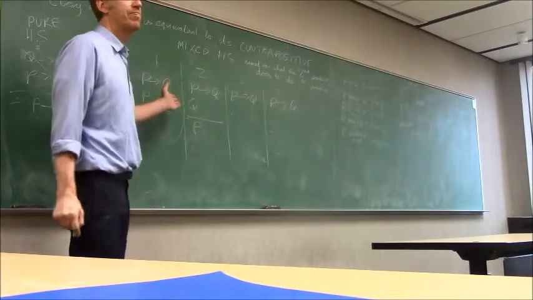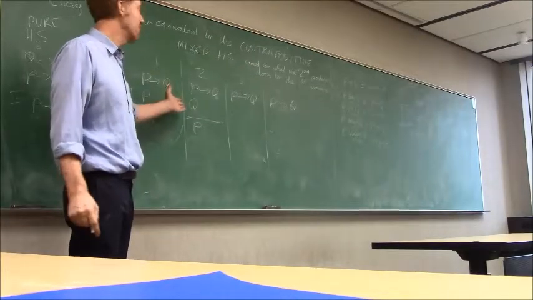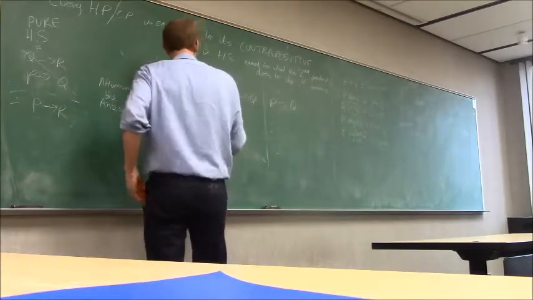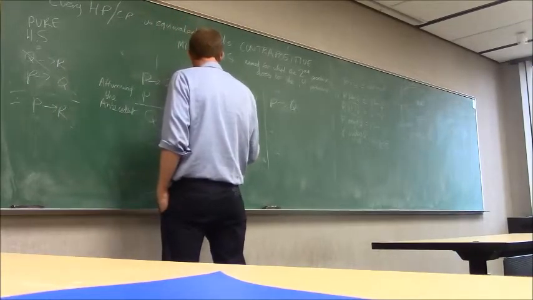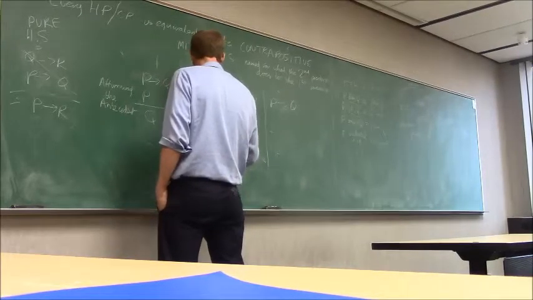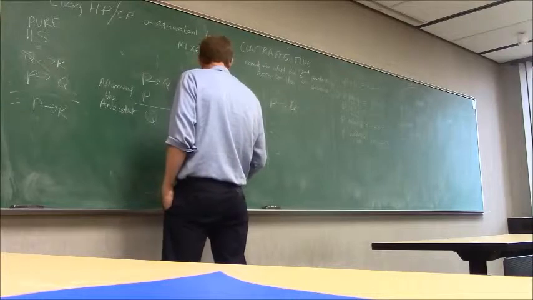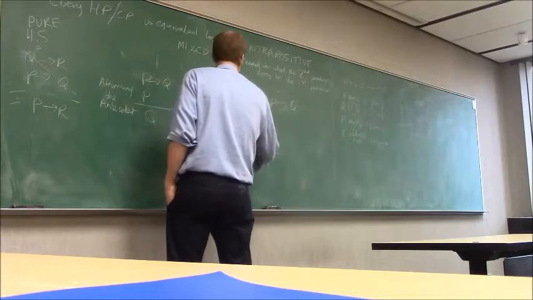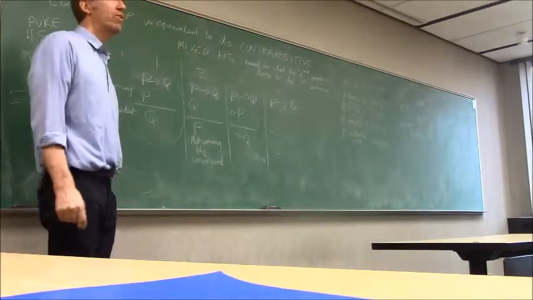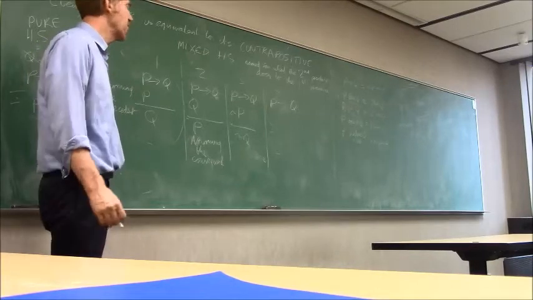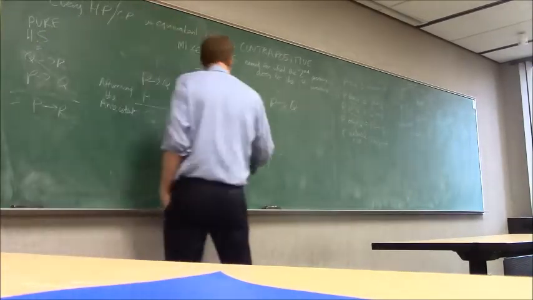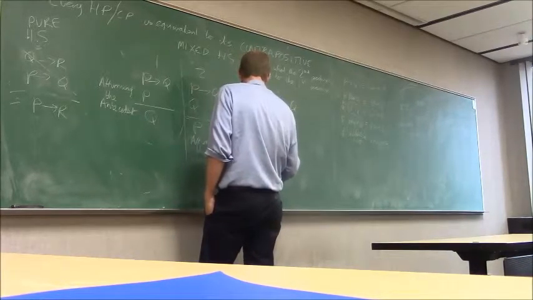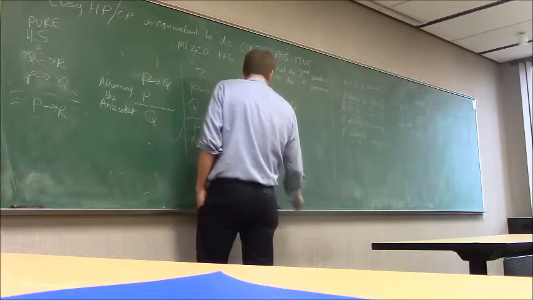What's this called? Affirming the consequent. Yes, it is. In this case, it's affirming the consequent. Okay, what's this called? If you're not affirming, what are you doing? Denying. Denying the what? Denying the antecedent. That's what this is called.